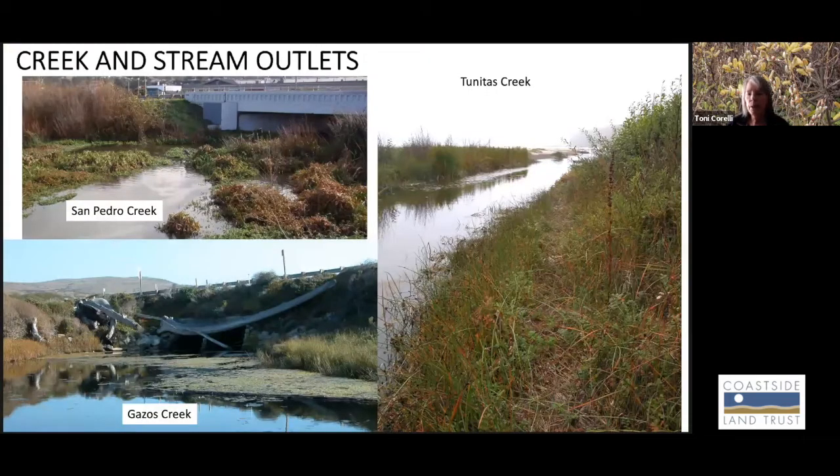As the creeks get closer to the ocean, the riparian habitat gives way to the creek and stream outlets. The vegetation changes and the creek and stream outlets form a natural boundary between our creek and ocean. As the freshwater drains to the ocean, the water can become brackish, slightly salty during tidal fluctuations. These are the outlets, showing the outlets at San Pedro Creek, Gazos Creek, and Tenitas Creek.